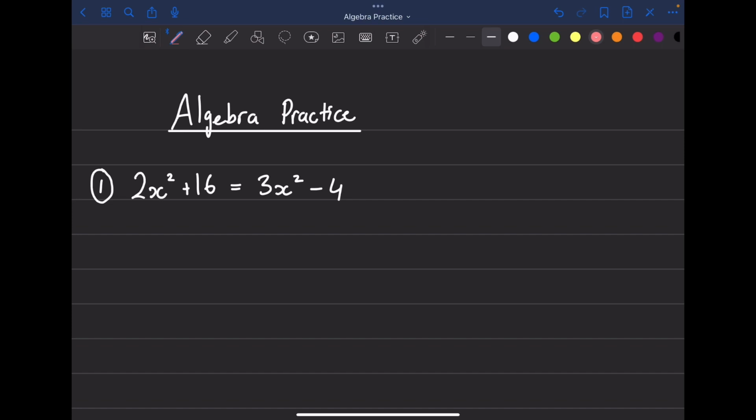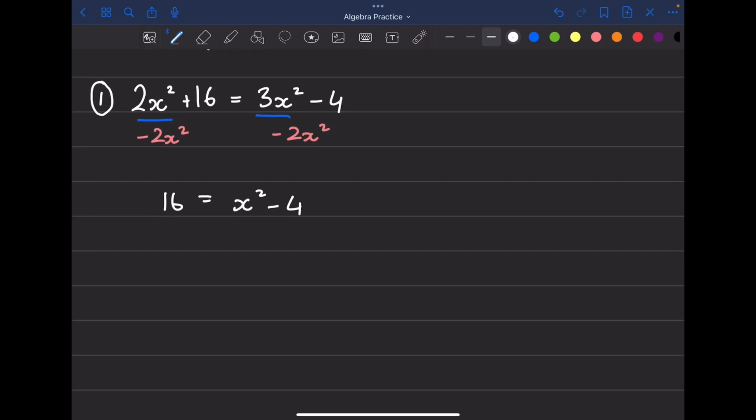First question, 2x squared plus 6 equals 3x squared minus 4. So first off, I noticed that we have x squared on both sides. We don't want that. So what we could do is subtract 2x squared from both sides of the equation to get rid of this. That will give us 6 equals x squared, since 3x squared minus 2x squared is x squared, and then minus 4.